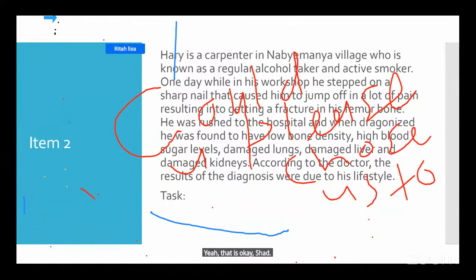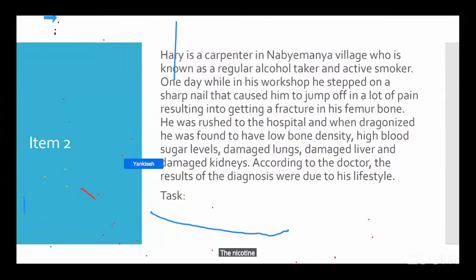These ones of the alveoli, I've already explained that. Shad, you read. So nicotine and tar, they are carcinogens. That's not an area here.